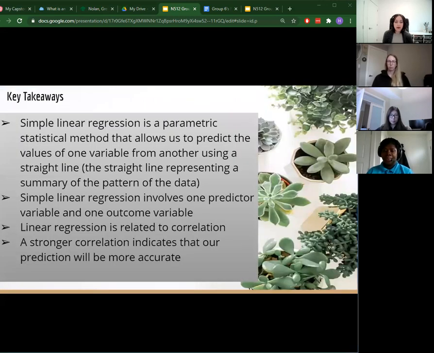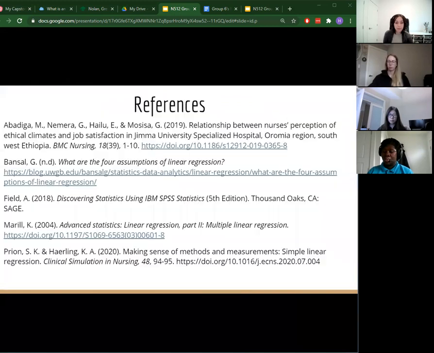So the key takeaways. We want you guys to remember that simple linear regression is a parametric statistical method that allows us to predict the values of one variable from another using a straight line, the straight line representing a summary of the pattern of the data. Simple linear regression involves one predictor variable and one outcome variable. Linear regression is related to correlation, and a stronger correlation indicates that our prediction will be more accurate.